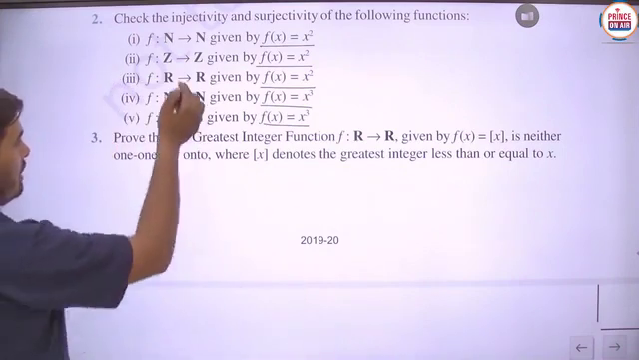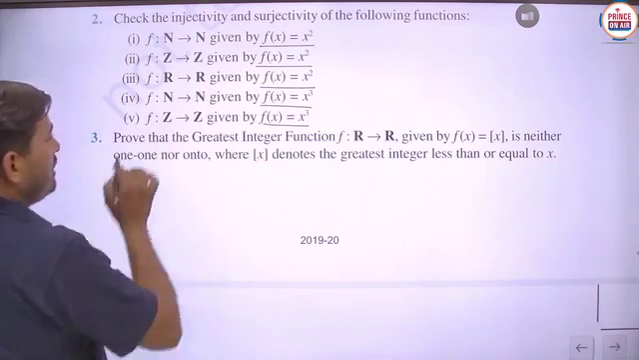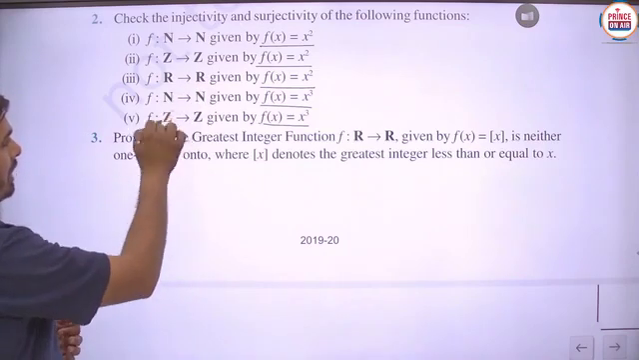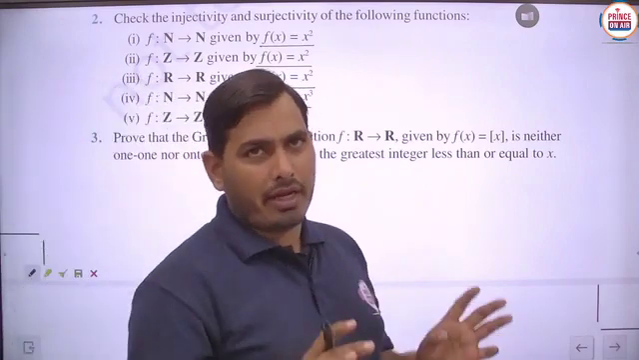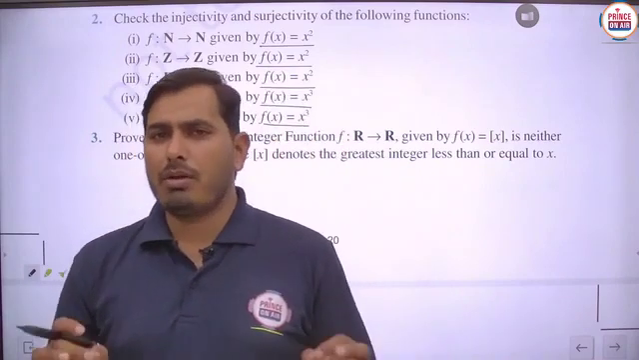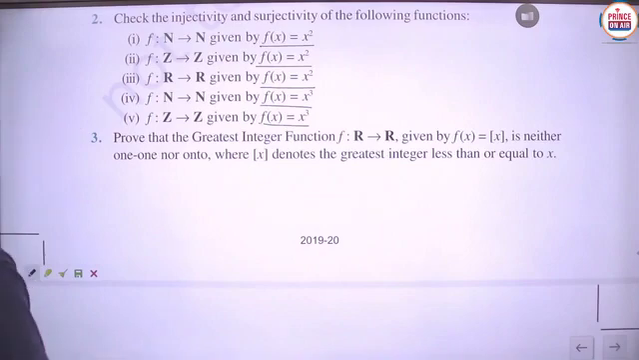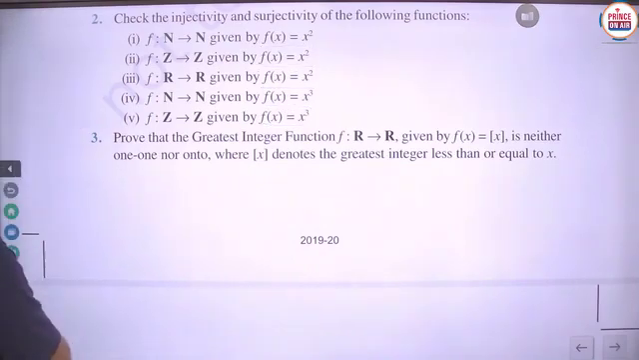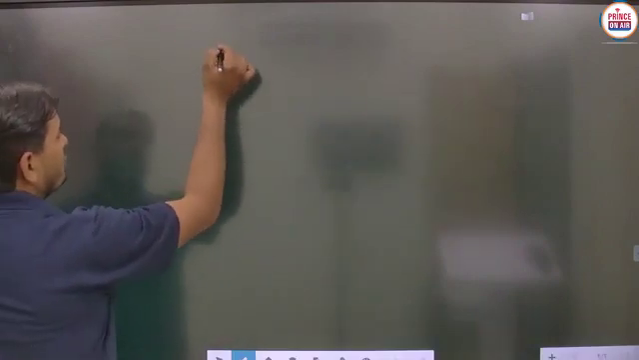So here the domain is given as N to N, natural numbers to natural numbers. Here Z to Z, here R to R, again N to N or Z to Z. So in each and every case we have to discuss. Is it clear? If we look at everything carefully, then the concept of one-one will automatically become clear to every student. So we will take the very first part of question number 2.